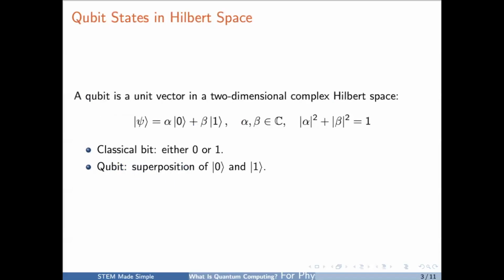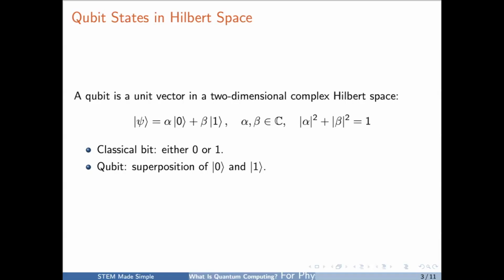The mathematical setting of quantum computing is the Hilbert space. A qubit is a unit vector in a two-dimensional complex Hilbert space, and its general pure state can be written as |ψ⟩ = α|0⟩ + β|1⟩, with α and β in the set of complex numbers, and |α|² + |β|² = 1. This constraint preserves normalization under unitary evolution.